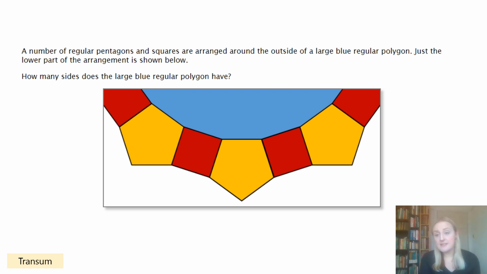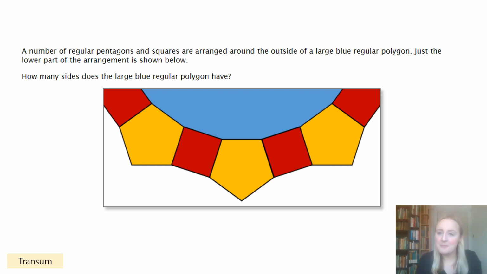This is from Transum, and this is actually part of an online worksheet where students can type the answers in and get instant marking done, which is really helpful if you're having to teach virtual school, or perhaps set it as homework for students to get instant feedback on. There's a whole load of questions on Transum on angles and polygons, and this is one example where the students have to work out how many sides the blue polygon has, which you can just see a bit of there.